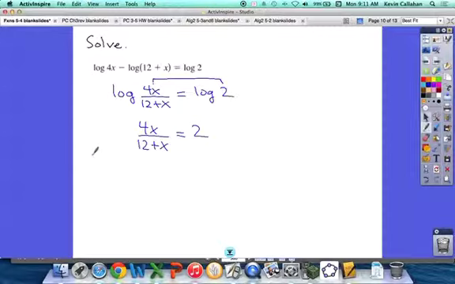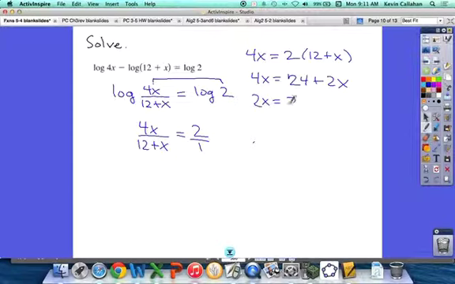If you have trouble with something like that, think of it as a cross multiply. Right, you can put that over 1, cross multiply. We'll get 4x equals 2 times 12 plus x. 4x equals 24 plus 2x. 2x equals 24. X equals 12.